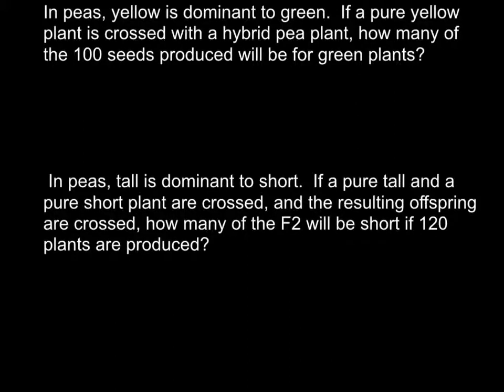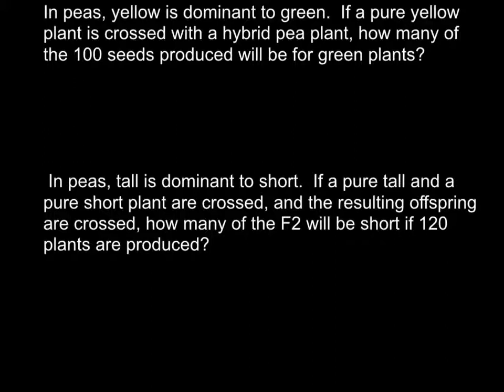Hi, today I have two simple Mendelian genetics problems for you. Simple Mendelian genetics means that this is one trait that is under control of one gene, and one gene has two allelic forms. One would be dominant and another one would be recessive.